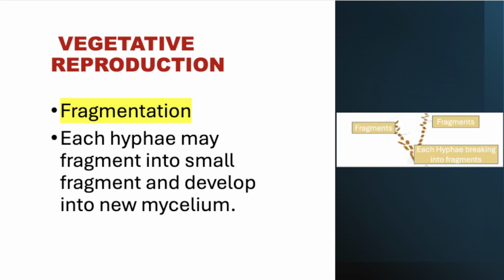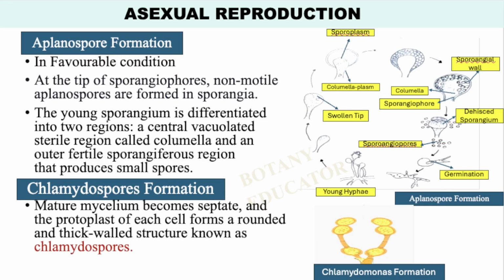Now its vegetative reproduction: fragmentation takes place. If we see in this diagram, each hypha gets fragmented into small fragments, and each fragment will develop into a new mycelium. So each hypha can be broken into fragments and develop into a new mycelium. It is a vegetative method through which it can reproduce.